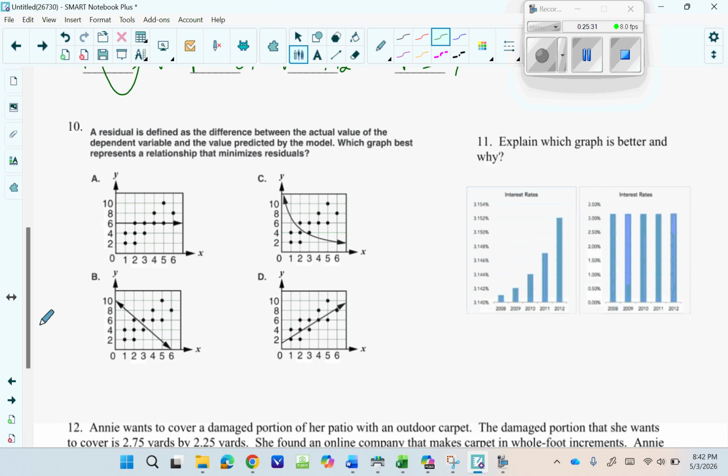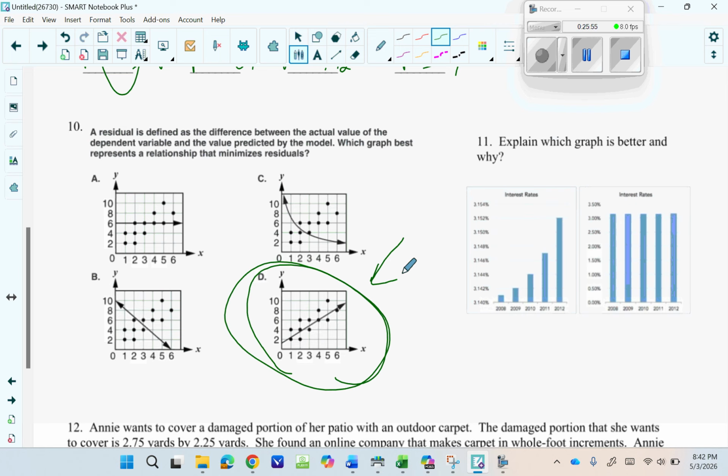Okay, let's go on to number 10. This is that weird one. Residual is defined as the difference between the actual value of the dependent variable and the value predicted by the model. Okay, so look at this. Really, you don't need to know any of that. Just know that this is the only one that really makes sense. It's the only one that goes through your data. So just stick with that.